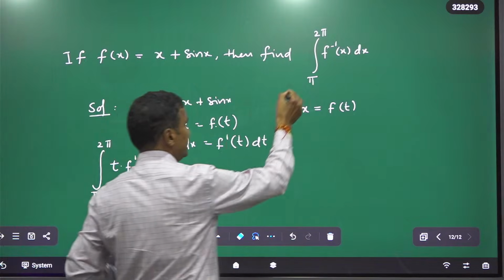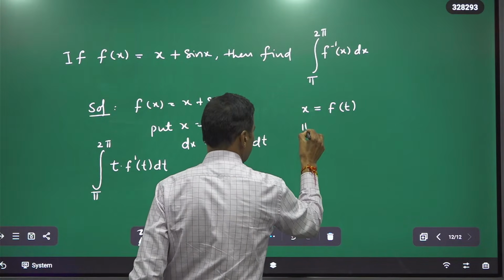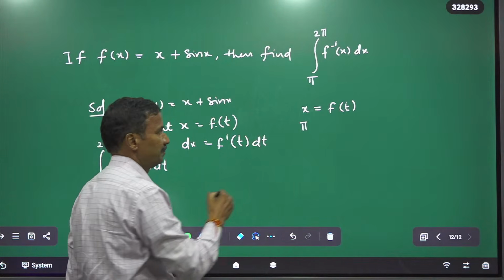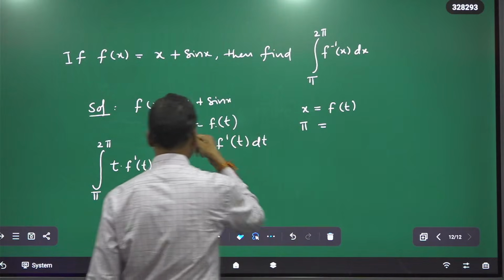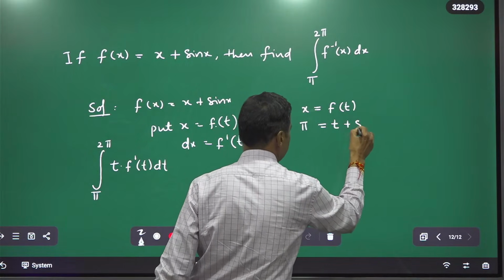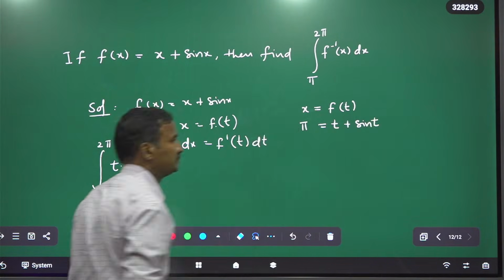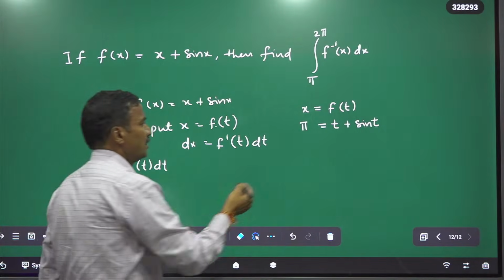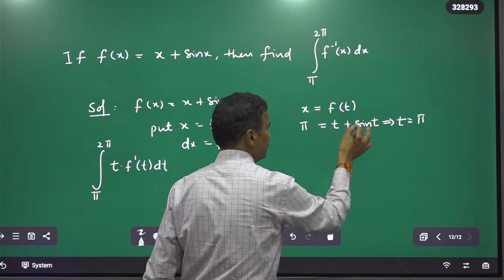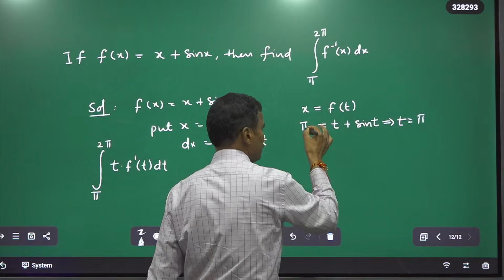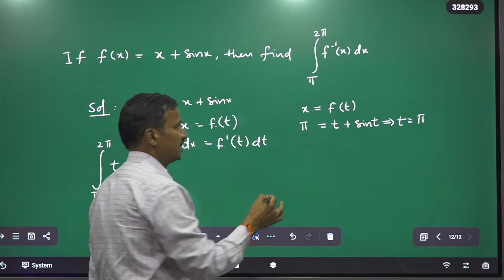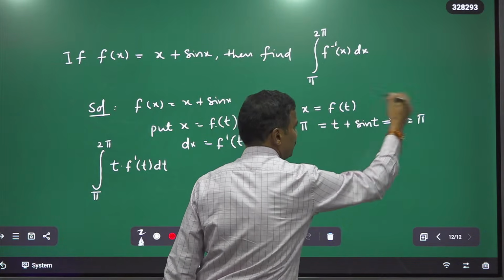See, these are the limits of x. You are substituting the lower limit of x, that is pi. Now we need to find the limits of t. Here f of x is equal to x plus sin x, so f of t becomes t plus sin t. Therefore t will be pi only. Then only this is satisfied: t plus sin t equal to pi implies that t is equal to pi, since pi plus sin of pi is 0.